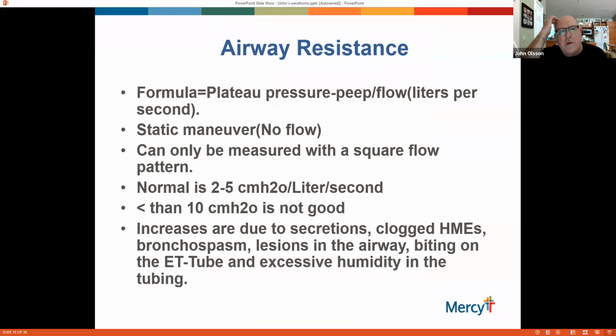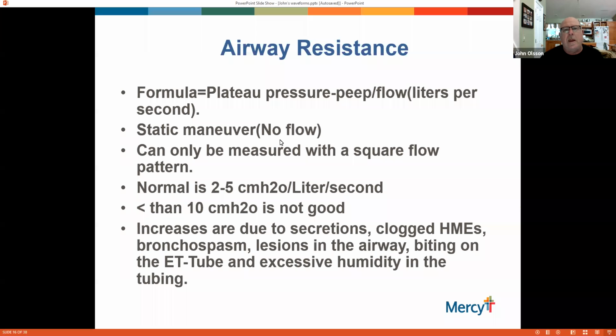Airway resistance, so that's plateau pressure minus PEEP, and then divided by flow. So why do I care about airway resistance? If my patient is having trouble exhaling, then maybe that's something I need to worry about. They have COPD or asthma. I need to look and see how high that is, because that can actually affect how much pressure it takes to deliver the breath to my patient.